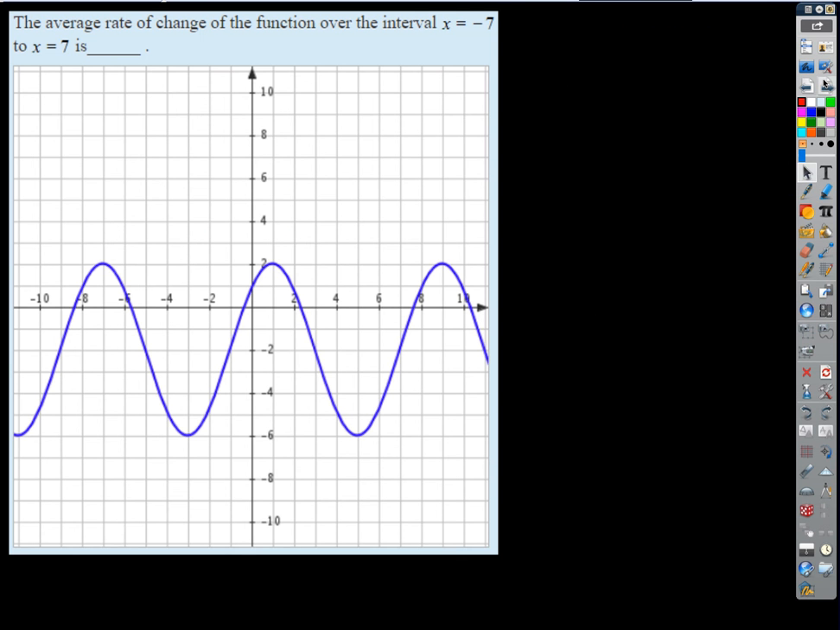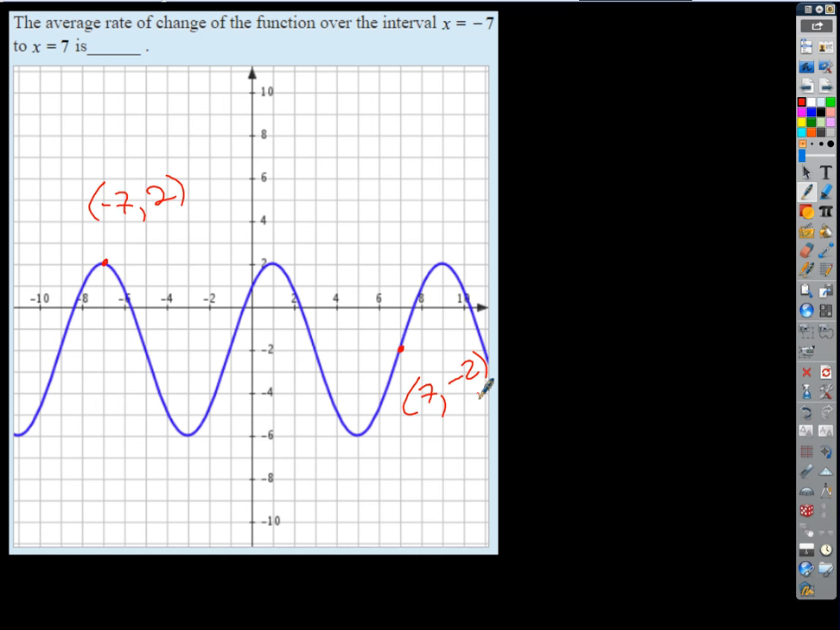If we look at this on a graph, it's really simple though, right? If we want to find the rate of change from negative 7, which is right here, up to x equals positive 7, which is right here, look what we can do. What are the coordinates on the graph? We got negative 7 is my x value, 2 is my y value. Right here we've got positive 7 is my x value, negative 2 is my y value.